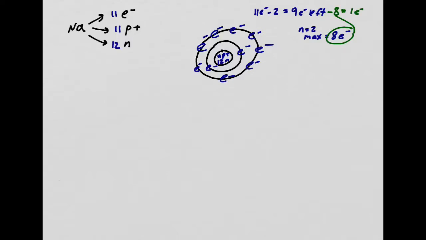Where am I going to put the last electron? I have to go to the next energy level, and I'm going to put 1 more electron there, and then bam, we have taken care of our 11 electrons.